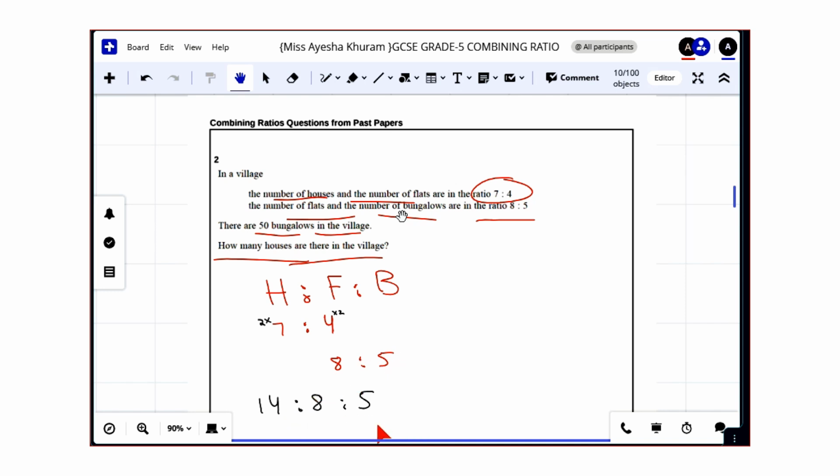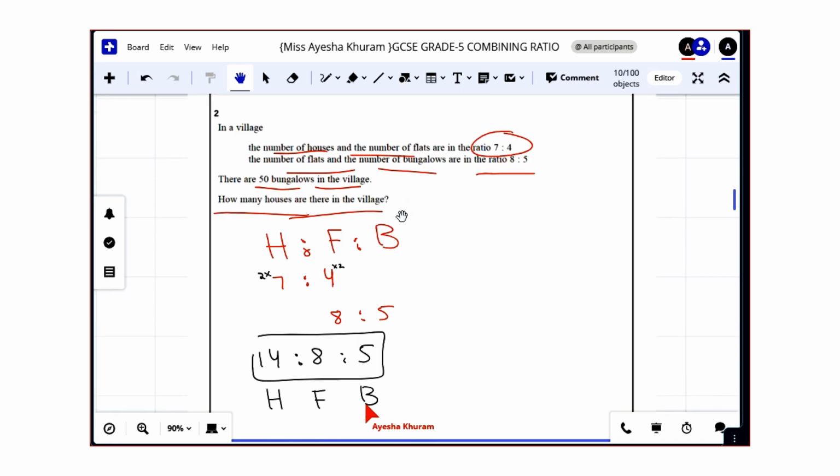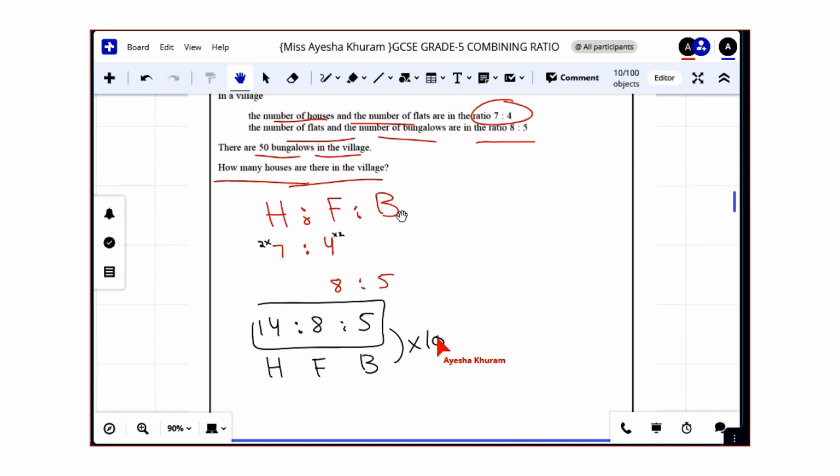So this is my ratio. He said that there are 50 bungalows in the village. How many houses are in the village? So this is representing houses, this is representing flats, this one is representing bungalows. I have 50 bungalows, so obviously I multiply by 10. Why do I times 10? Because 5 times 10 is 50 bungalows. So 8 times 10 is gonna be 80 flats. 14 times 10 is 140.